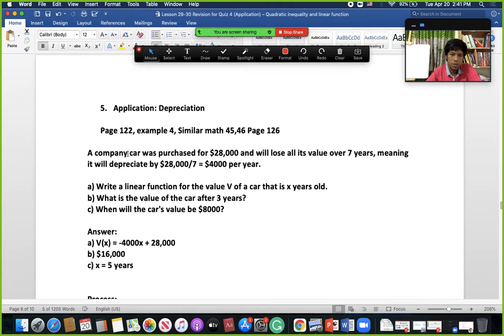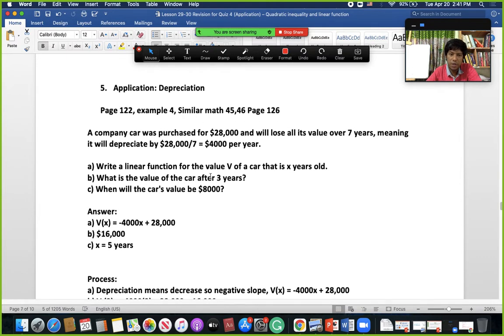Okay. This is the depreciation related maths. So this is the total value, and in 7 years it will depreciate. That means we have to divide it by 7. Then we find the equation. This is the equation, because 4,000 will depreciate. Depreciate means decrease. Decrease means minus. And total money is 28,000. You put it here. For 3 years, what is the value? We put x equals 3 and do the calculation.